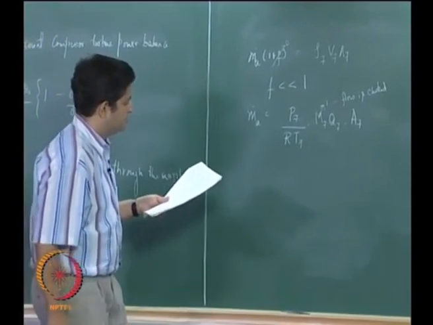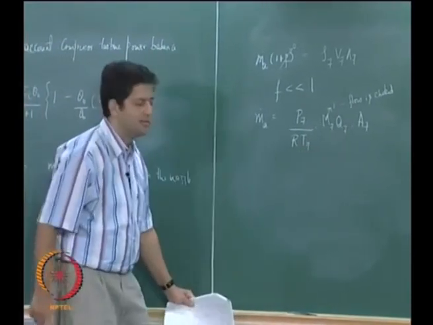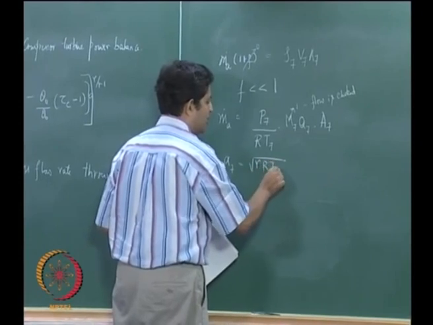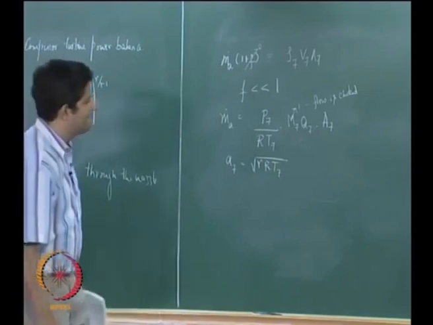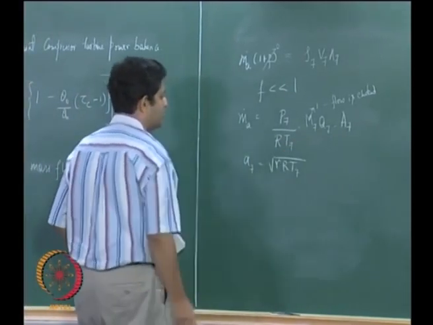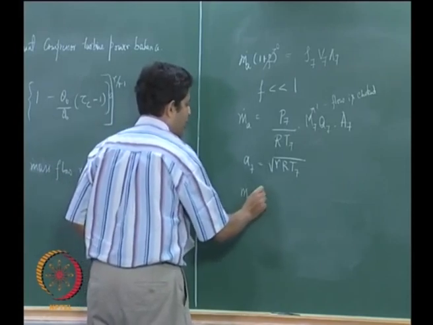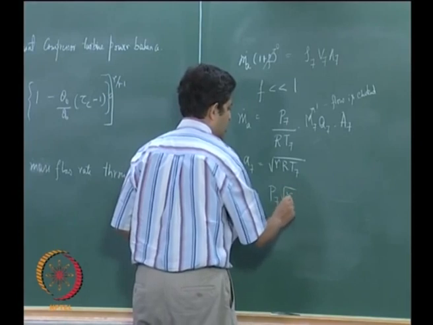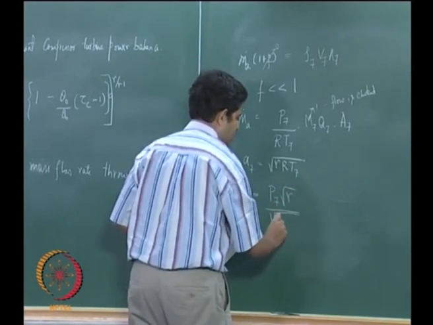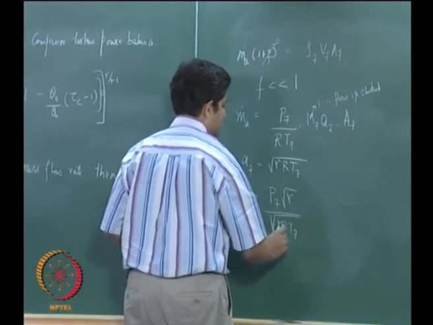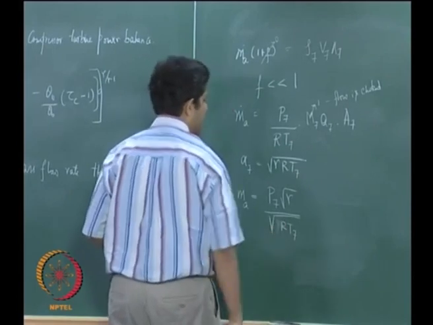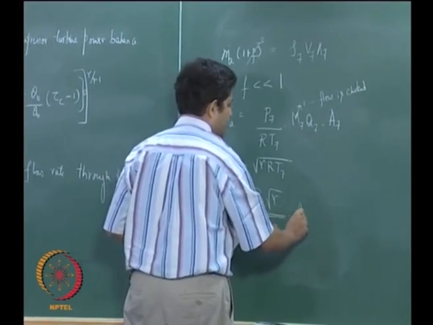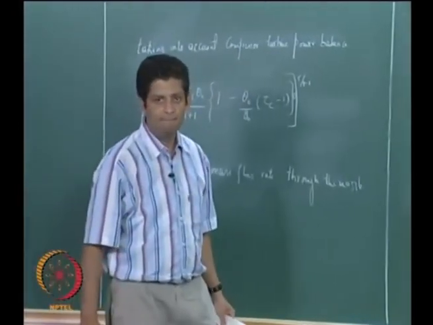So, I am left with, what is A7? A7 is nothing but under root gamma R T7. Okay. So, if I substitute for A7 here and rewrite m dot A, I will get P7 under root gamma divided by, this won't be there, R T7, into A7. Okay. Now what do I need to do?